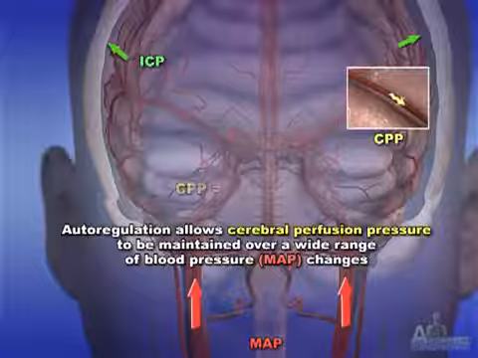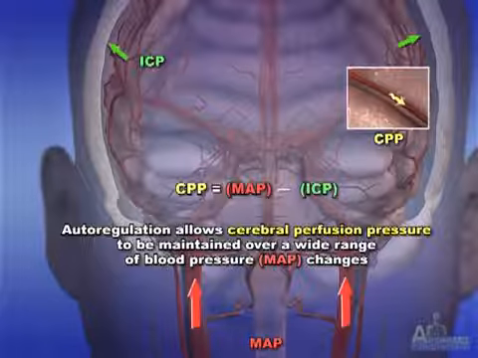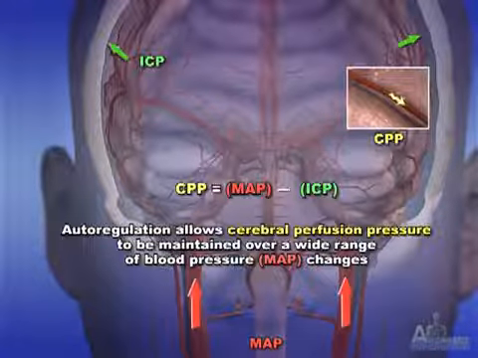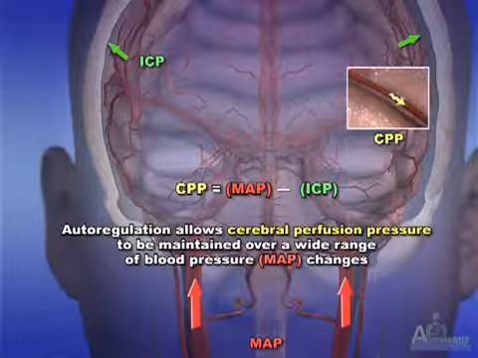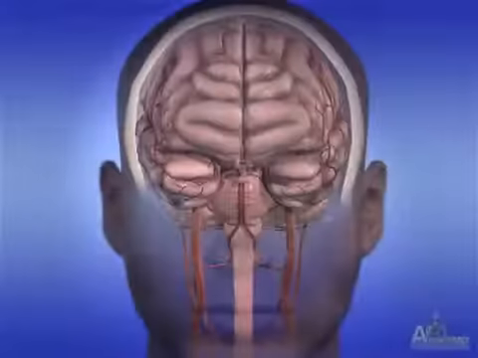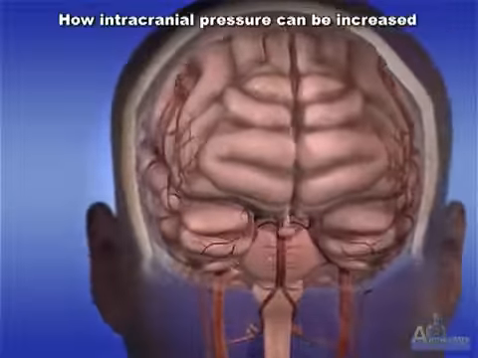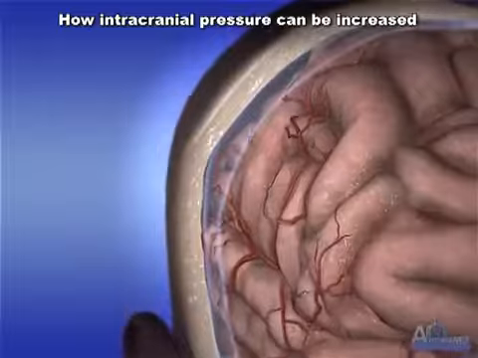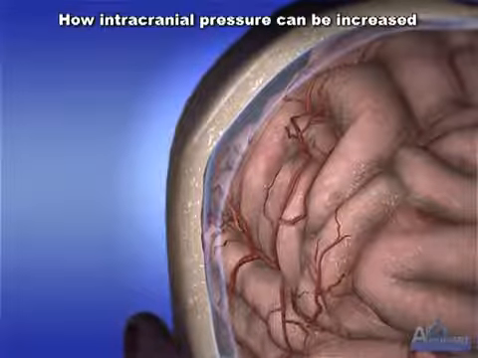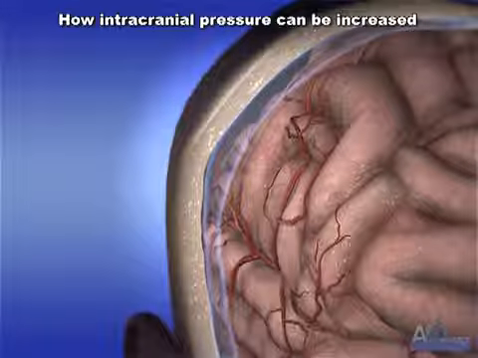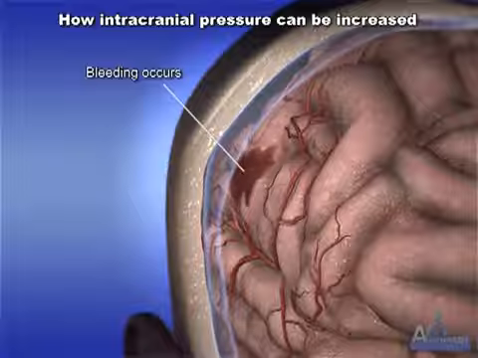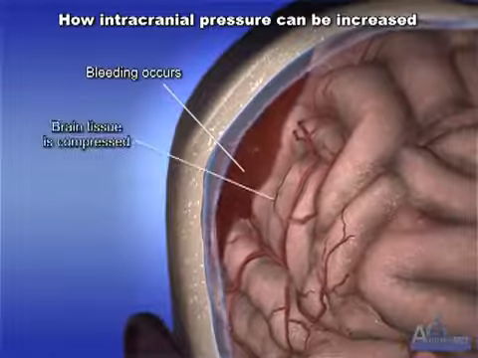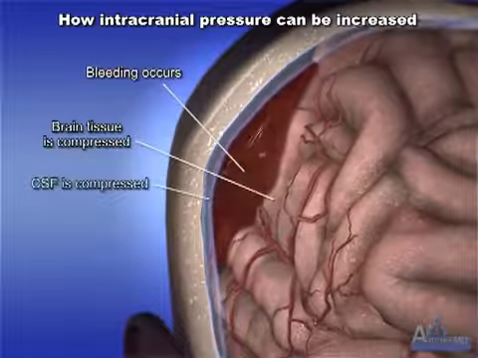Since the intracranial space is fixed, an increase in the volume of any of its contents will cause an increase in the intracranial pressure and compress the remaining structures. Intracranial pressure can be increased if there is mass effect, such as bleeding around or into the brain, or if swelling occurs. In addition to the brain, blood vessels get compressed and blood flow within them decreases.